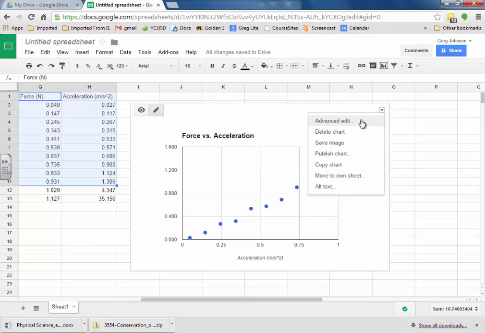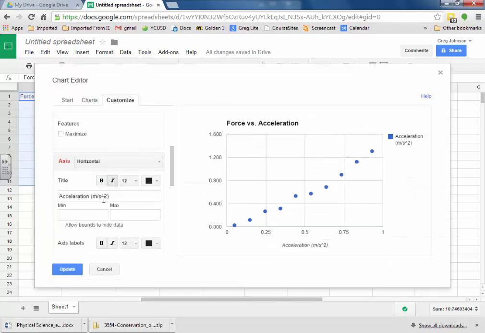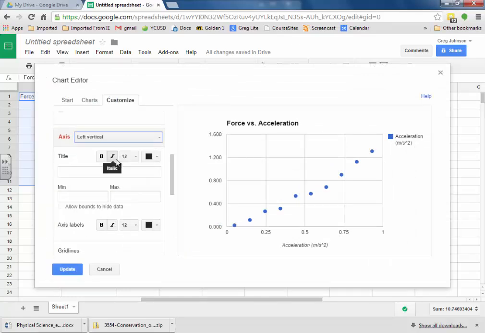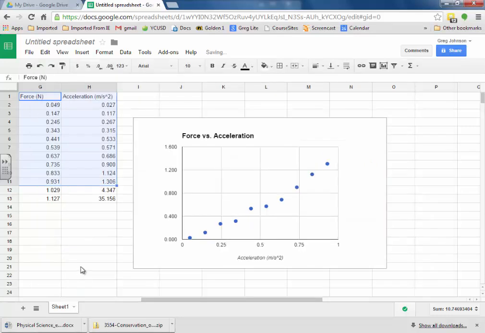If I go into advanced edit, find where it says axis, pull down on that menu and make left vertical and make a title, force in newtons, and hit update, now all of a sudden I have my nice little label here. This is a beautiful graph. This looks like a fairly linear graph, which we were hoping to see.